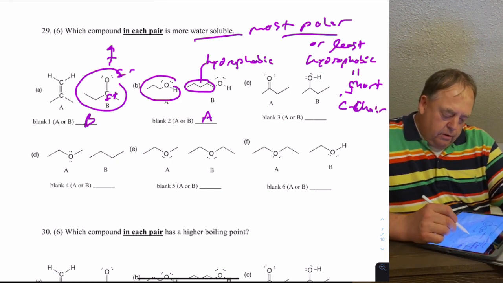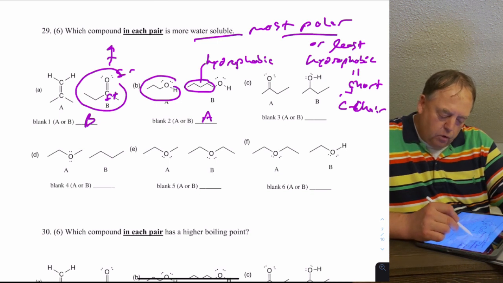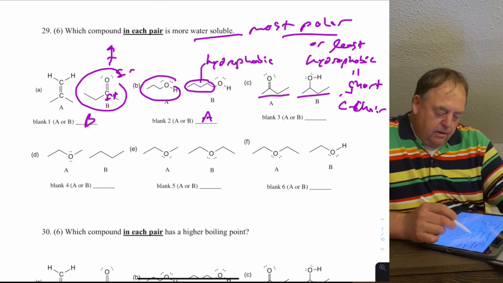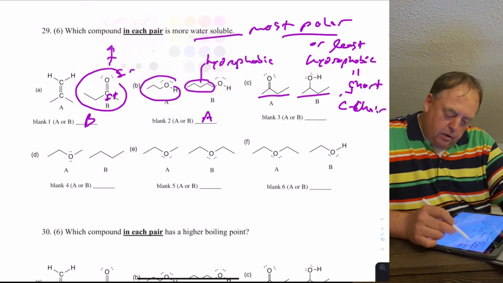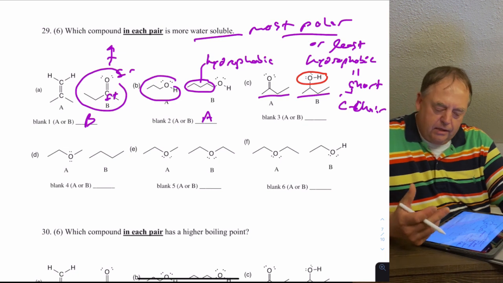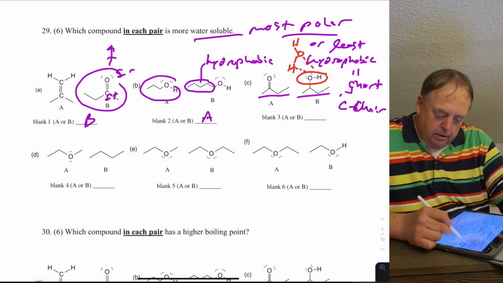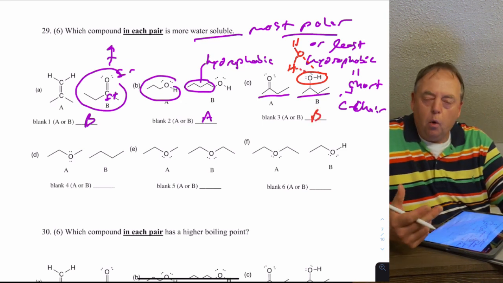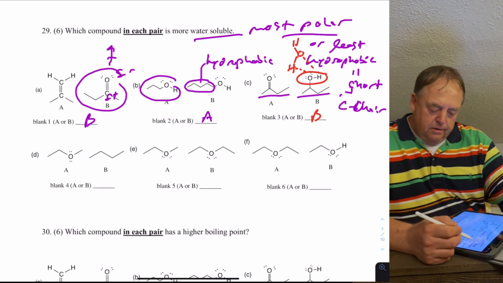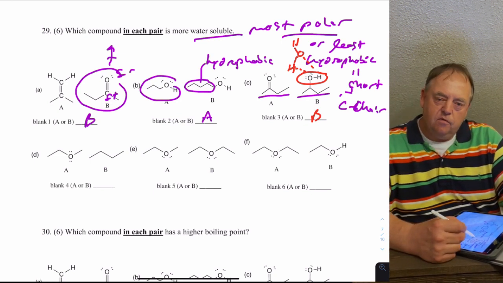Okay, so in C, comparing these two molecules, they both have a 4-carbon chain, but what is significant is this molecule B has an OH, and the significance of that is that it's very polar, right? That can hydrogen bond to water. And so that's going to make it more water soluble because it can make more hydrogen bonds to water. It can make a hydrogen bond both to the oxygen of water and to the hydrogen of water.